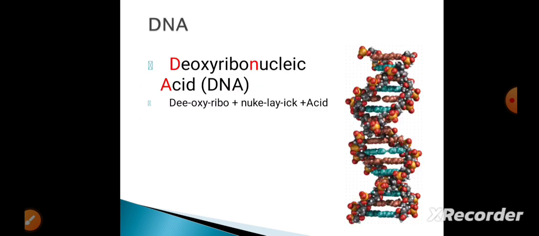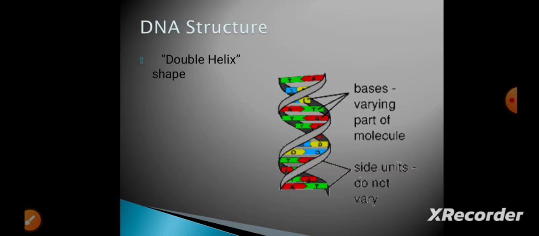So DNA stands for deoxyribonucleic acid. This is the naming: deoxyribo plus nucleic acid. This is how it is written. If we talk about the structure, it is a double helical structure. Why? It is clearly visible over here, two strands are there.